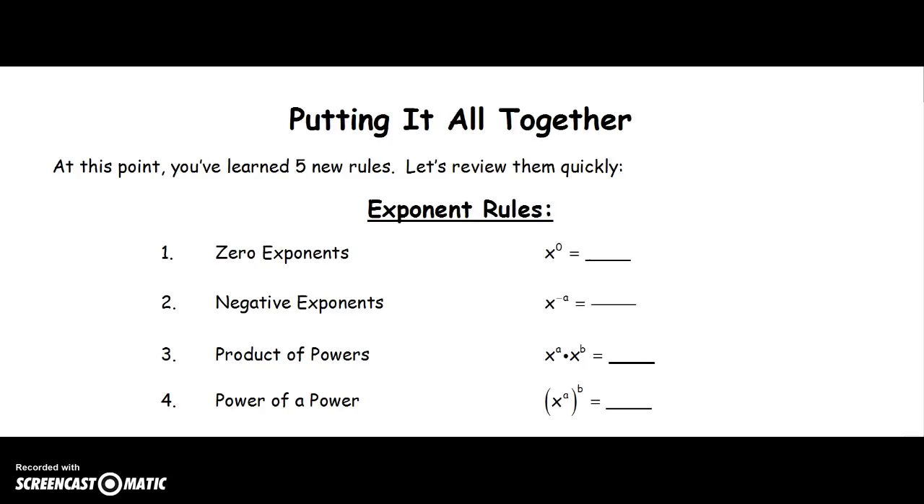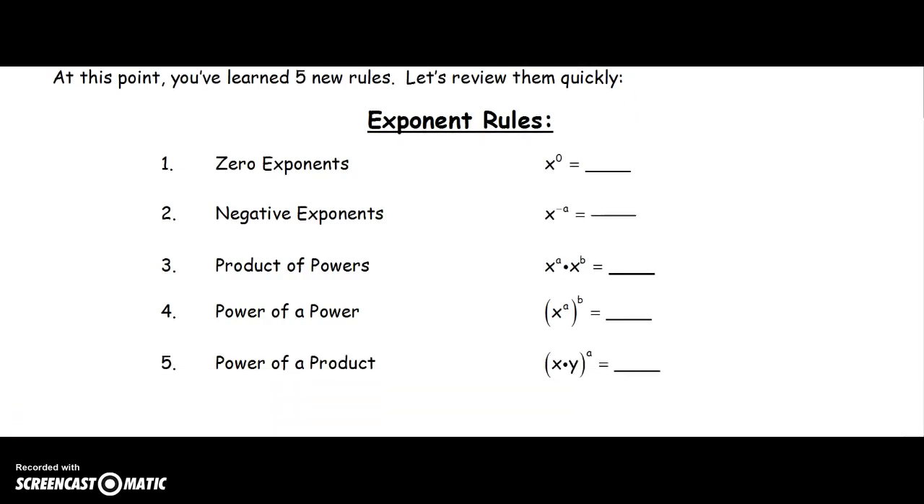This lesson is about putting everything together we've learned over the past 2 days. We've talked about 5 new rules of exponents. Those rules range from 0 to negative to what happens when we're multiplying. So we have 5 rules.